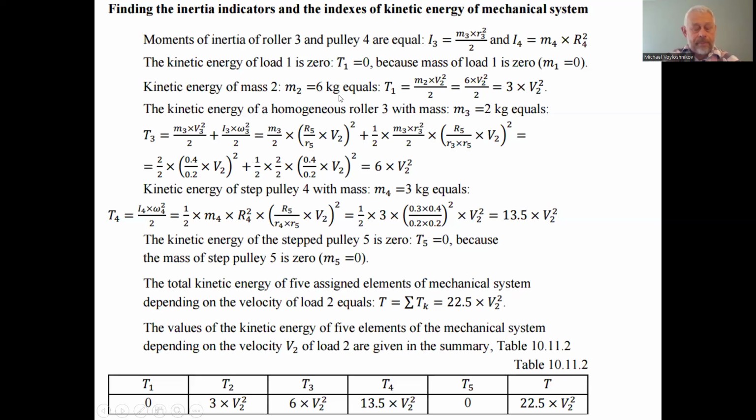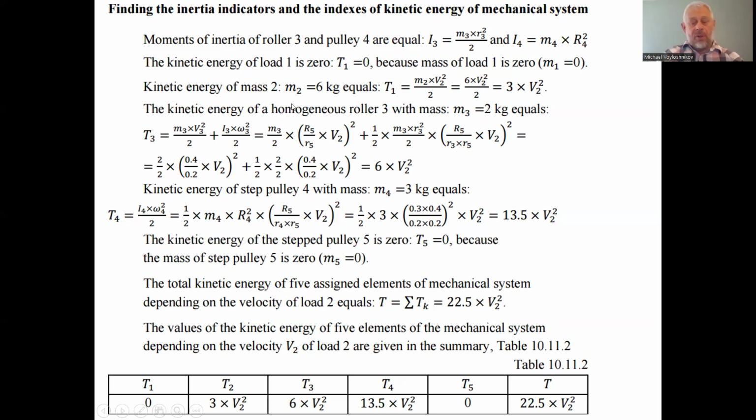So as for the second load, whose velocity we have to find, the kinetic energy equals the mass, 6 kilos, multiplied by the squared translational velocity divided by 2. And this equals, because 6 divided by 2 is 3, 3 times the squared velocity of load number 3. This velocity v2 is the one we have to find.